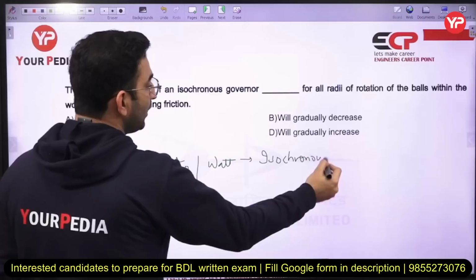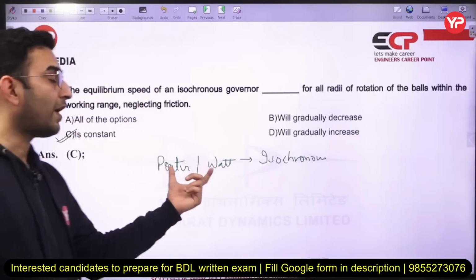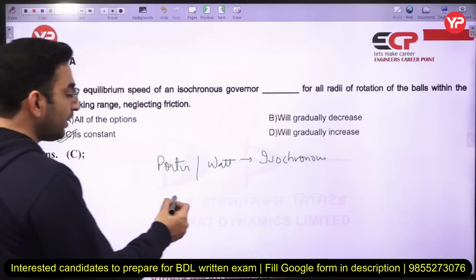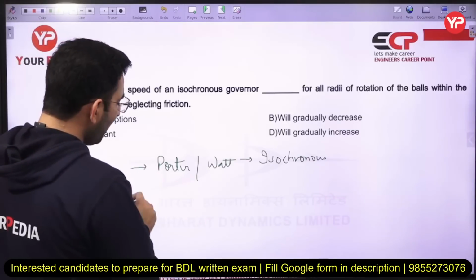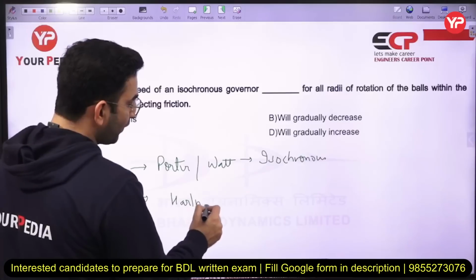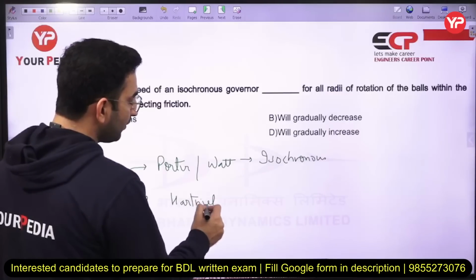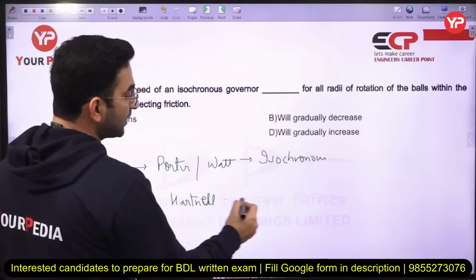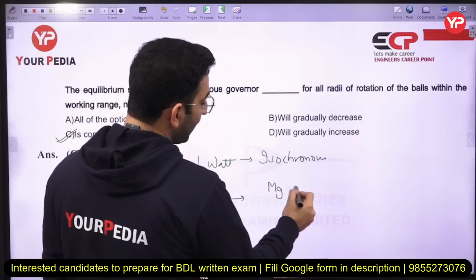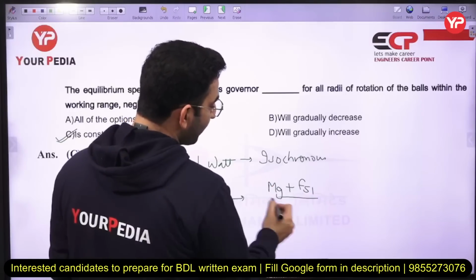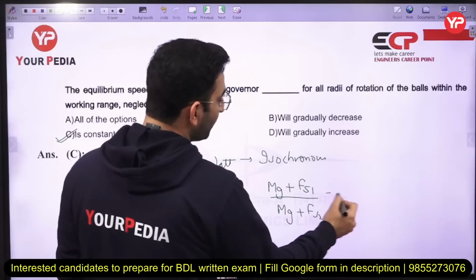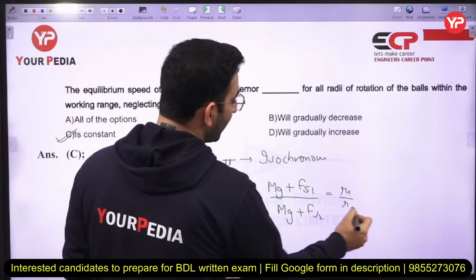Why so? Because they have a particular value of arm for every speed of rotation. Correspondingly, if we talk about the Wilson-Hartnell governor or a spring control governor, they can be made isochronous. The required condition is that (mg plus fs1) divided by (mg plus fs2) should be equal to the ratio of R1 by R2.